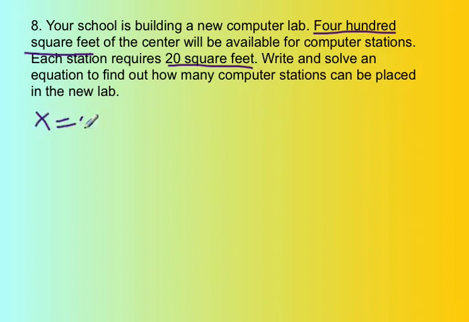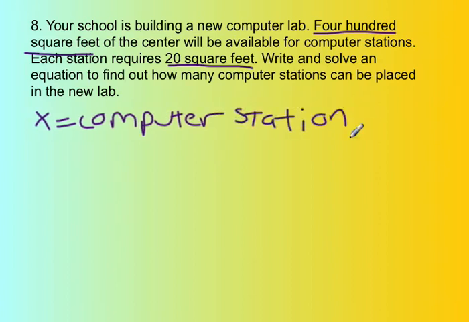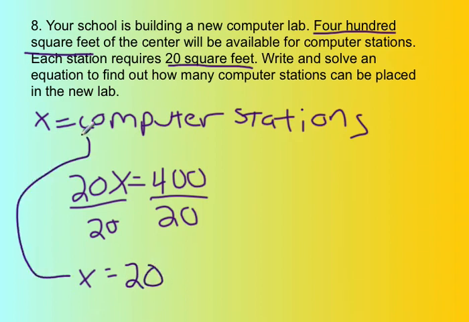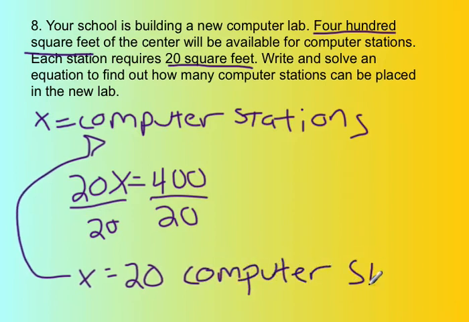So what I'm going to do is let x represent the number of computer stations. Okay, so then if you think about it, for every x computer station I have, it's going to be 20 square feet. Now that needs to equal a total of 400 square feet. So now that 20 is being multiplied by the x, so to get it over to the other side, I'm going to divide both sides by 20. And then I end up getting that x is equal to 20. Remember that x represents computer stations. So that means that my label for x is also going to be computer stations.